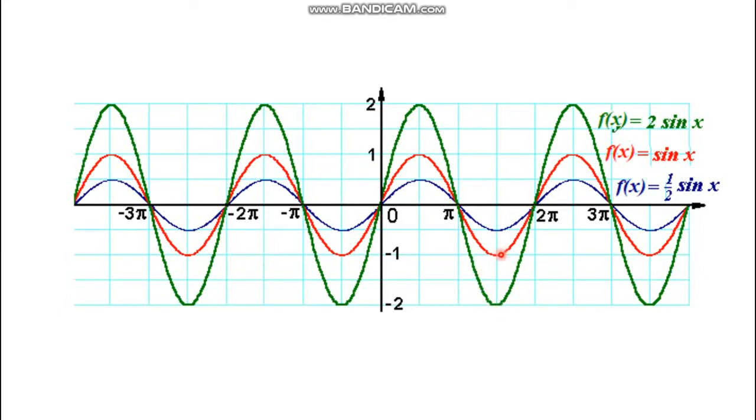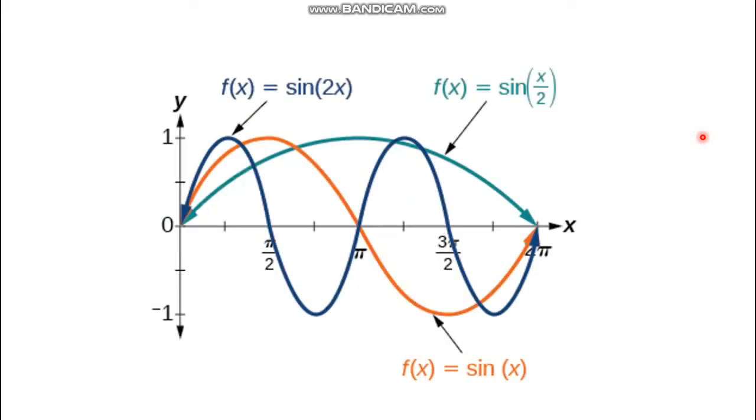So if it is minus 1 at 3 pi by 2, then for half sine x it is minus half, and for twice sine x it is minus 2. So this way they can be graphically drawn, whatever the coefficient of sine x, or maybe for cos x or others. Now if the x part is changed, that means the theta part is changed, if it is twice x or x by 2, what may be the difference?